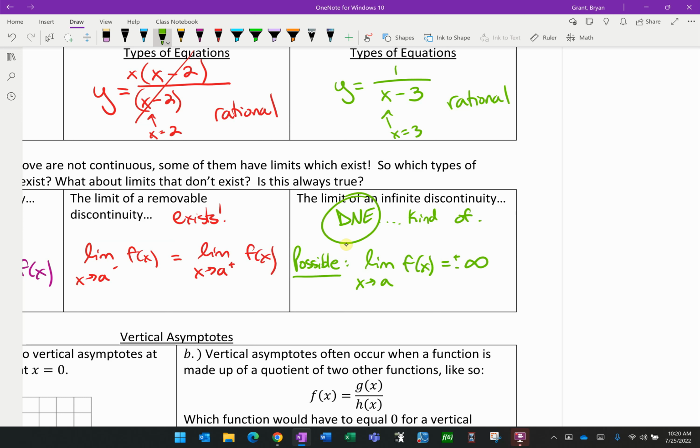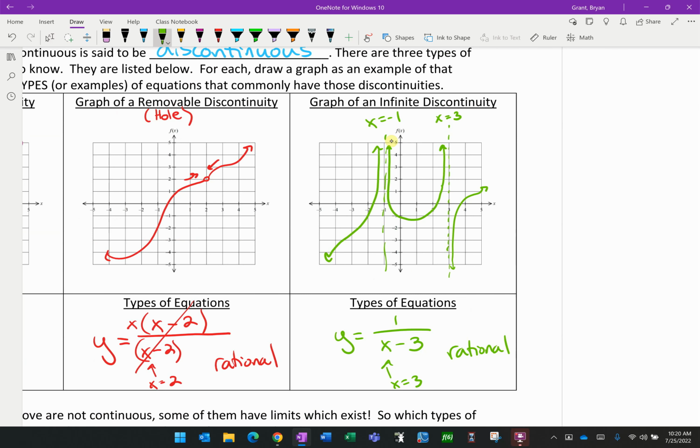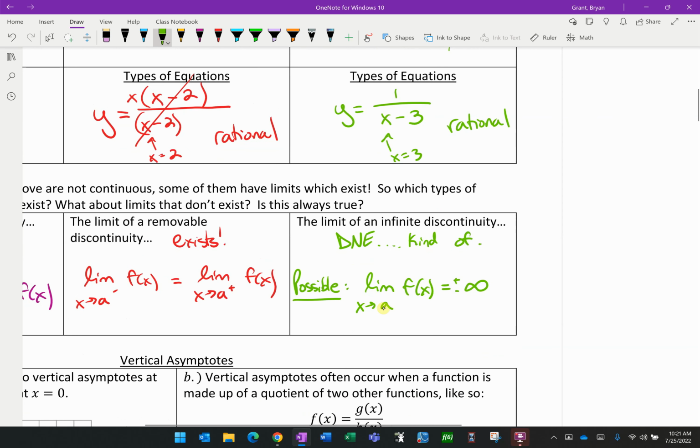Does not exist is also okay. So you could say the limit does not exist, and your justification would make sense. We don't approach a specific value. But over here on the left and the right side, both graphs are going up infinitely far. And so it would be allowed over here to say the limit as x approaches -1 of the function equals positive infinity. That's fine.